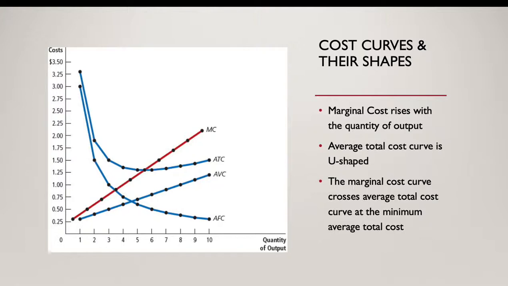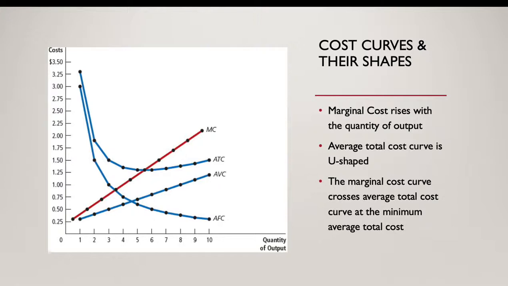Average total cost reflects the shapes of both average fixed cost and average variable cost. At very low levels of output, such as 1 or 2 donuts per hour, average total cost is very high. Even though average variable cost is low, average fixed cost is high because the fixed cost is spread over only a few units. As output increases, the fixed cost is spread over more units. Average fixed cost declines rapidly at first and then more slowly.